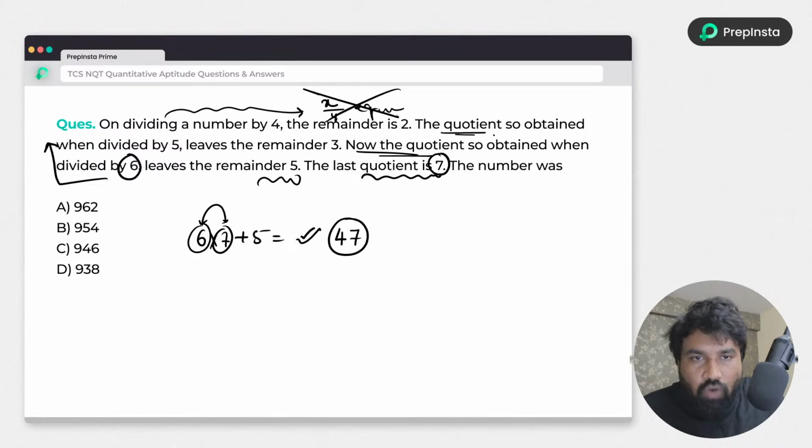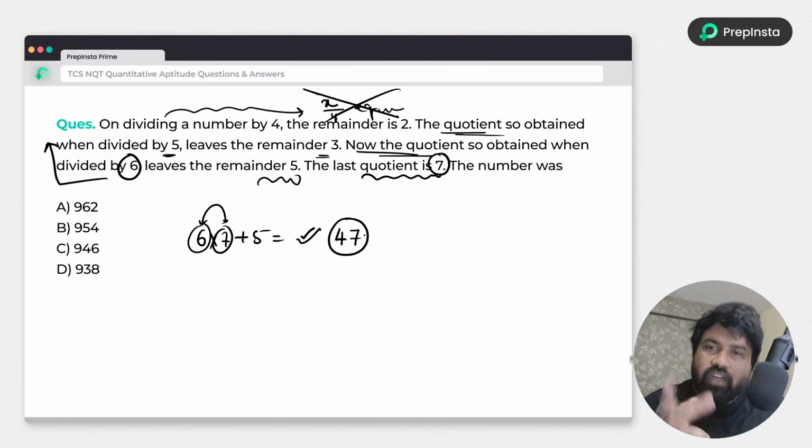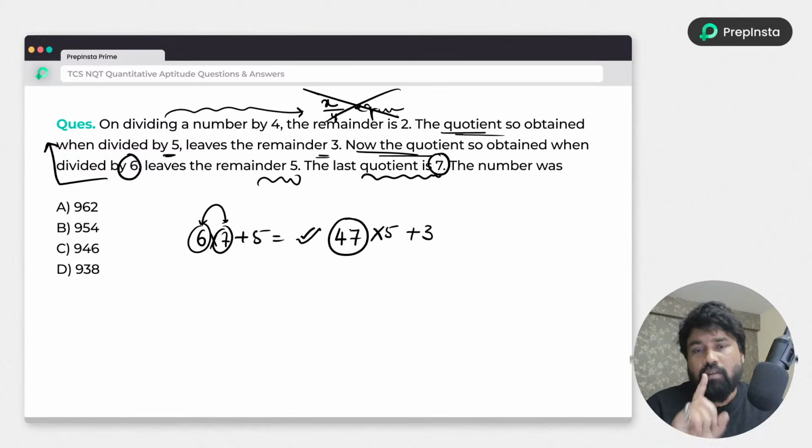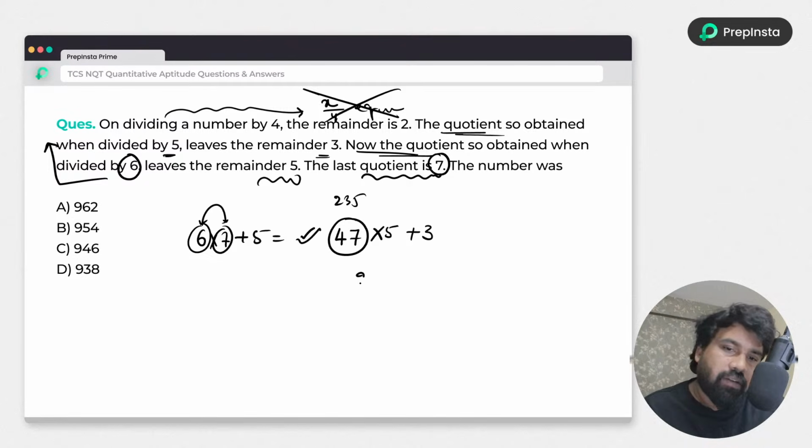Because the coefficient is obtained by dividing by 5 with remainder 3, you got the coefficient 47. Then you have to work in reverse. You have to multiply with 5 and add the remainder 3 back. Don't add the remainder first. Remember, you need to follow these steps for sure. The remainder we will add at last. So simply the answer is 5 times 47 is 235, plus 3 is 238.